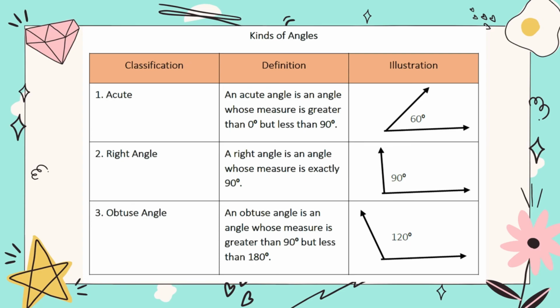Lastly, we have obtuse angle. An obtuse angle is an angle whose measure is greater than 90 degrees but less than 180 degrees. So, those angles that measures 91 degrees up to 179 degrees is what we can consider as obtuse angle.